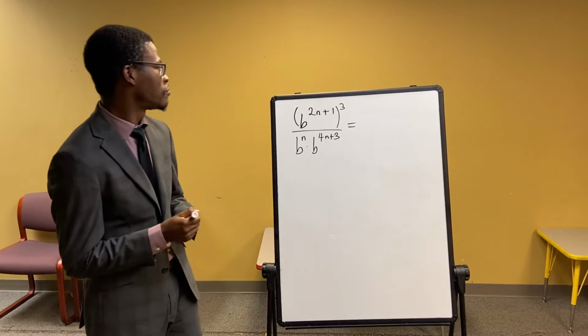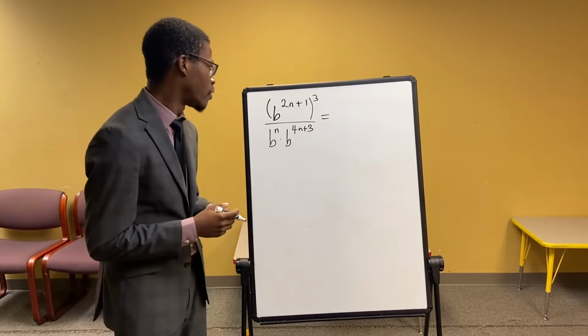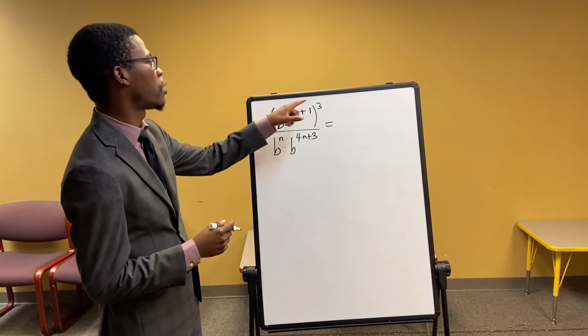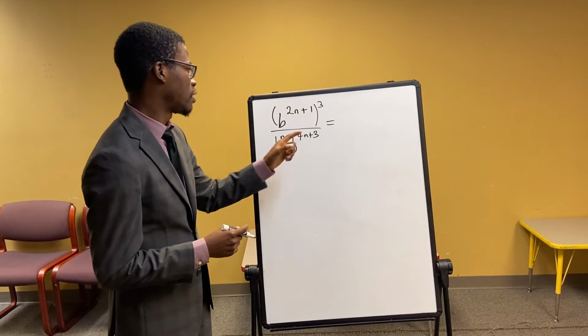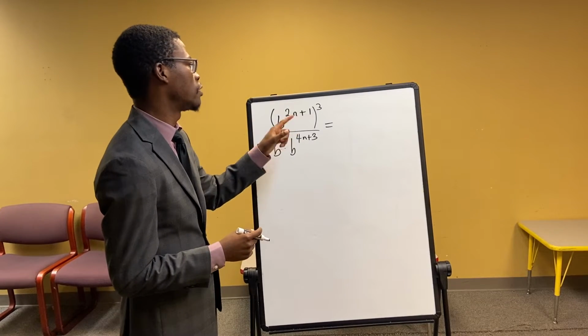In day one, we have this question, which is testing your knowledge of exponents. All right, so we have this expression: b to the power of 2n plus 1, all to the power of 3, divided by b to the power of n multiplied by b to the power of 4n plus 3.